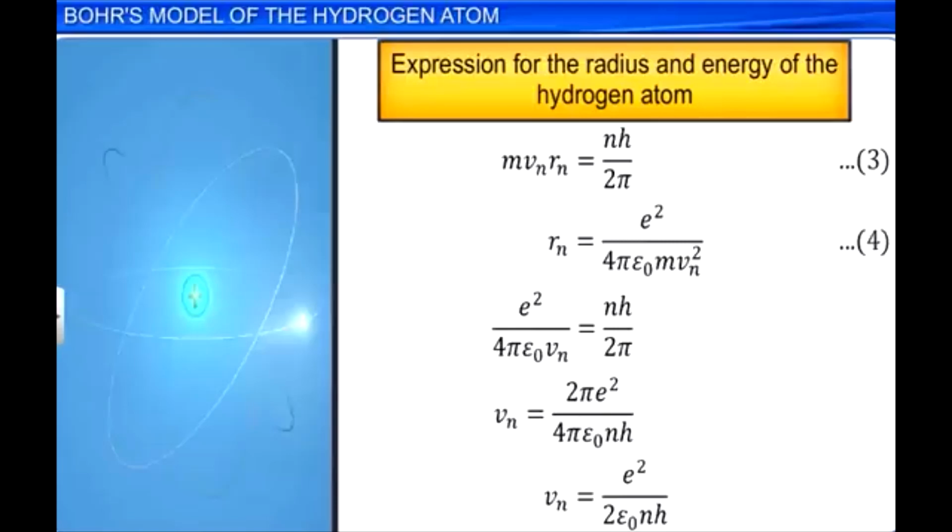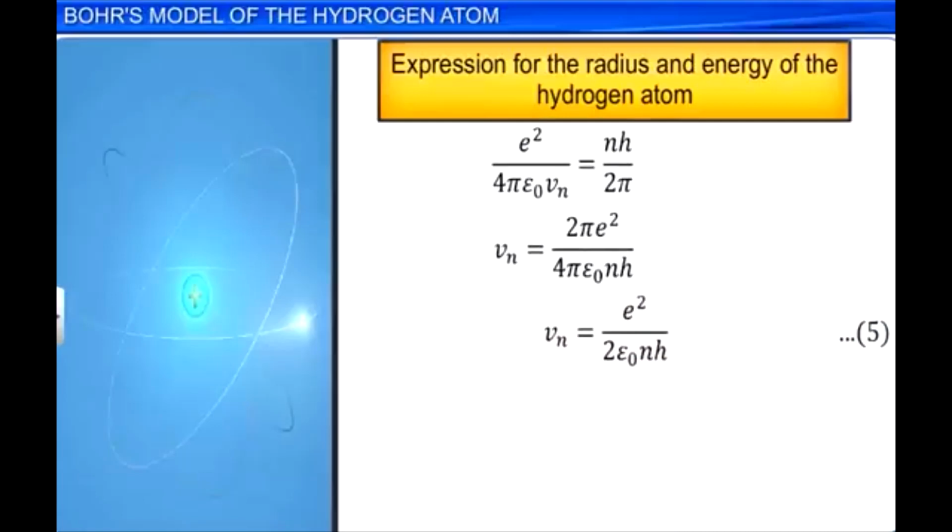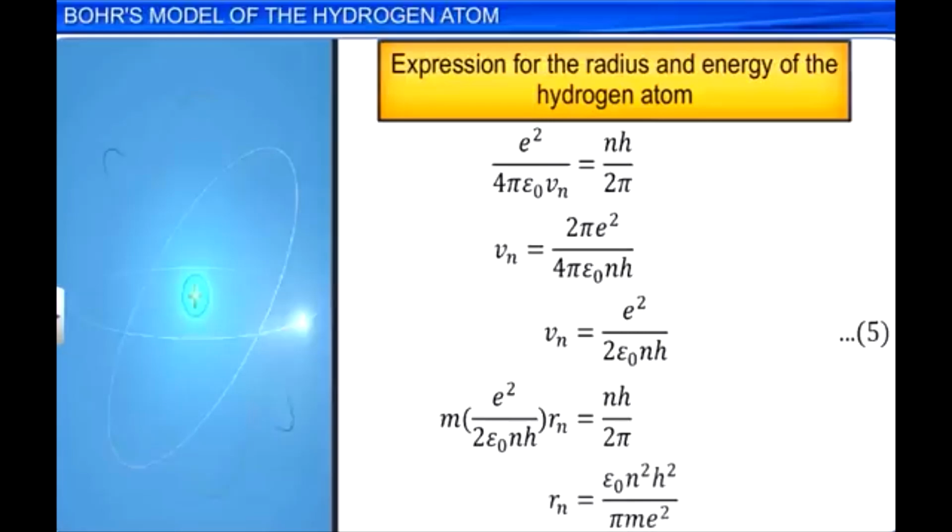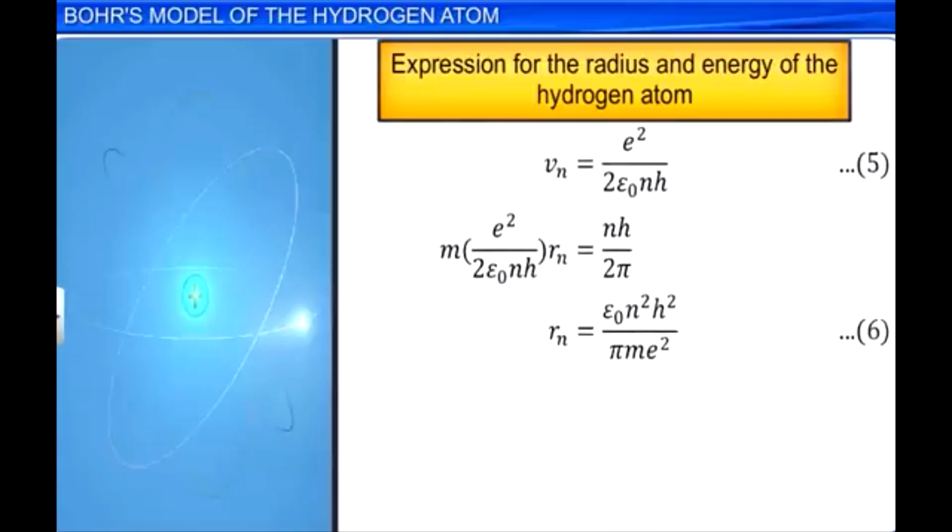Substituting equation 5 in 3 and simplifying, we get R_n is equal to epsilon naught n square h square by pi m e square. Let this be equation 6. By substituting n equal to 1 in the above equation, we get the radius of the innermost orbit, which is Bohr's orbit and is represented by A0. Given A0 is equal to epsilon naught h square by pi m e square.